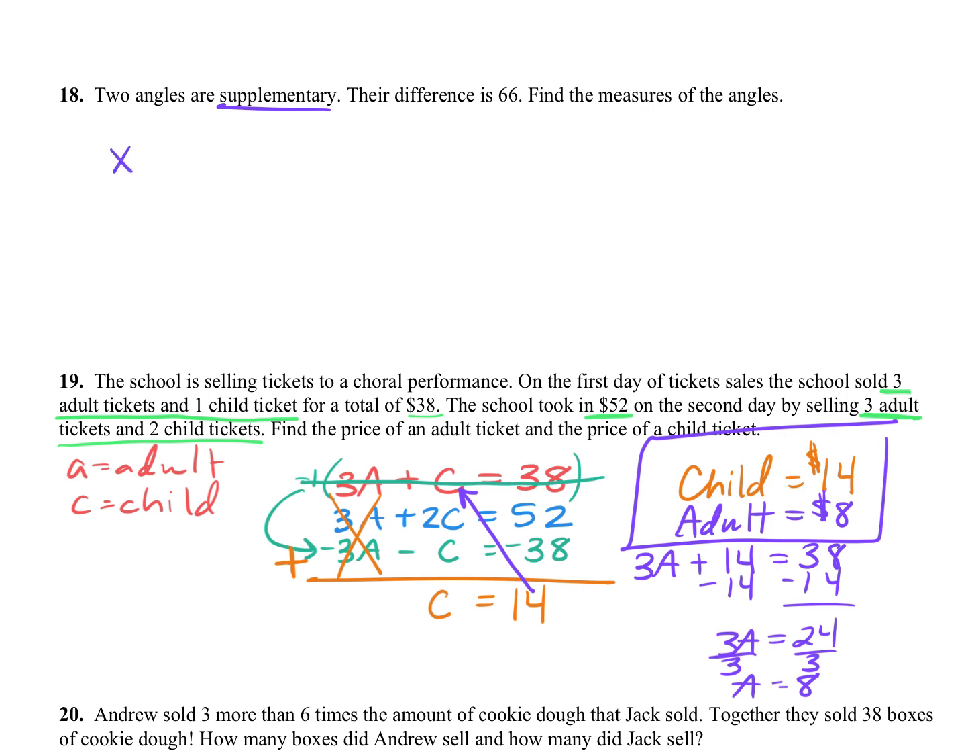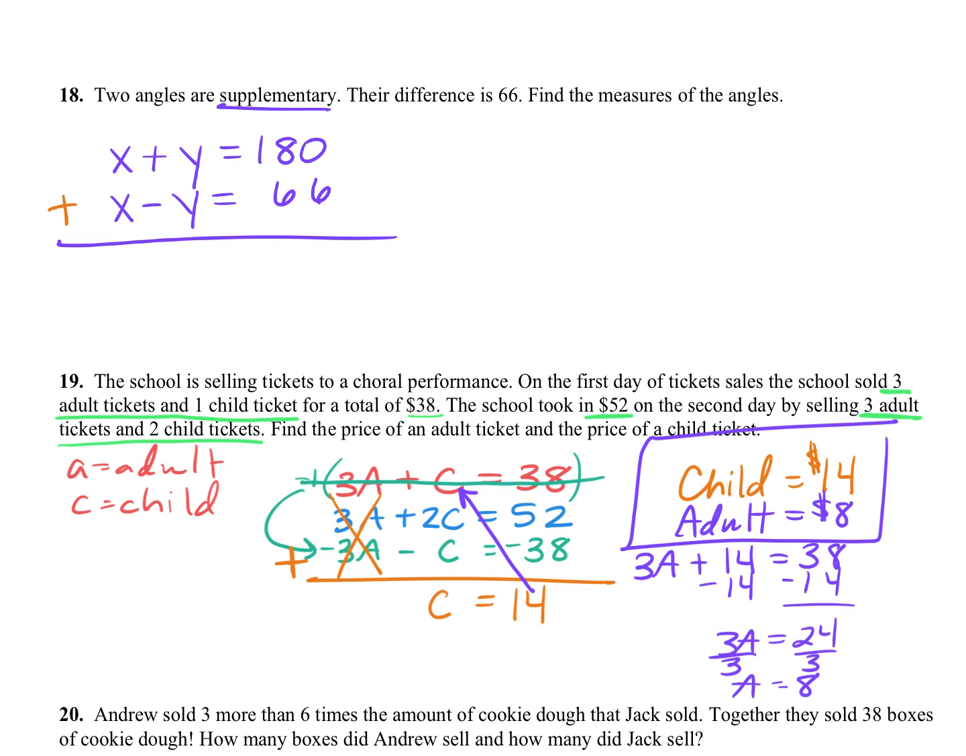Right, so if we say angle 1 is X and angle 2 is Y, then X plus Y will equal 180. Their difference is 66. What's your equation? X minus Y equals 66. Okay. Elimination is all set up for you right here. What does this become when we eliminate?